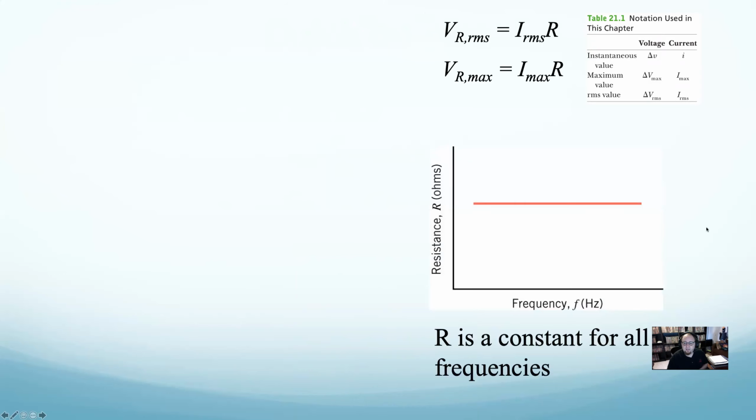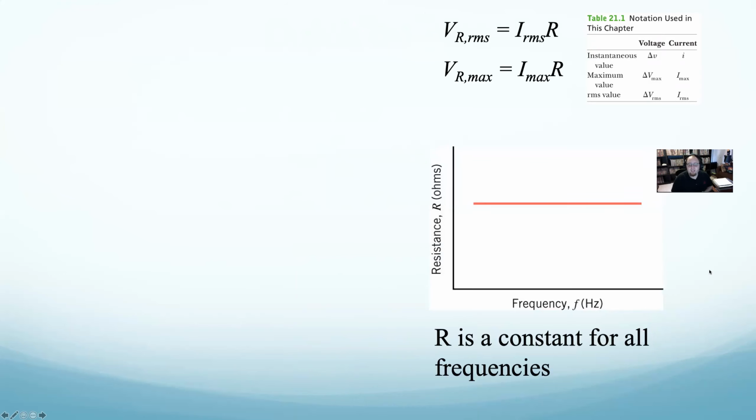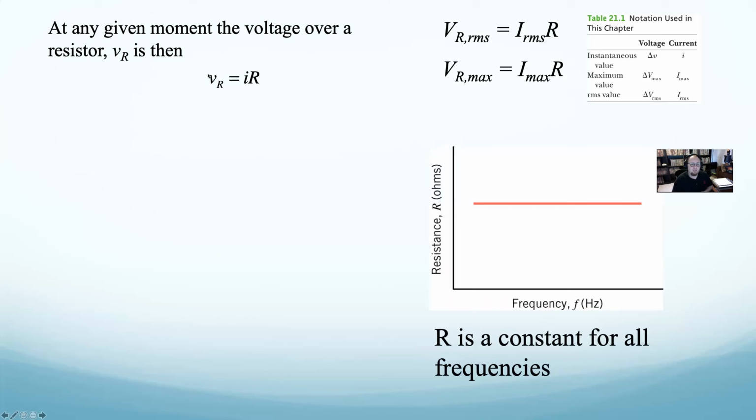But the thing is, the resistance of a resistor does not change with frequency. It's a set value. If you put voltage and therefore current through a resistor, resistance will always be the same, and you can always find the voltage versus the current, since the voltage on a resistor will be the current times the resistance. Whether it's instantaneous or RMS or max, all of them will work.